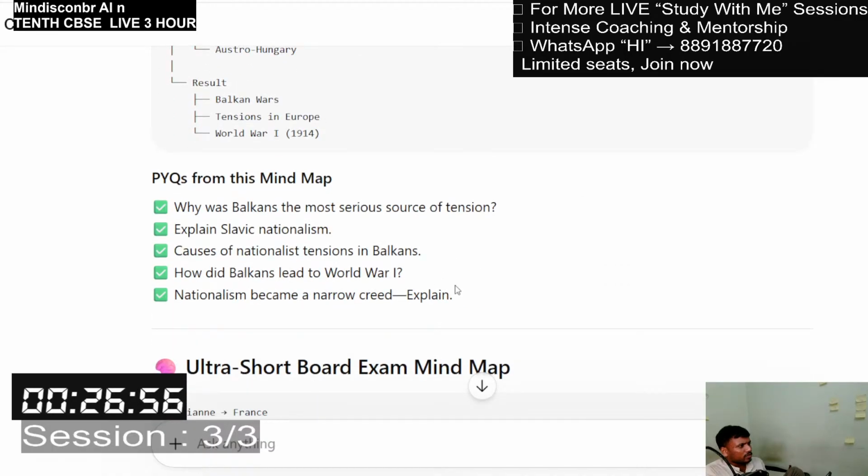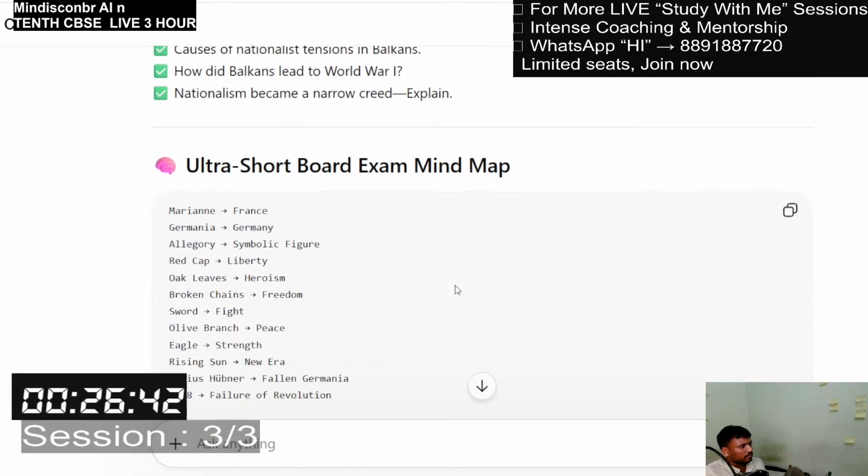Previous year questions from this mind map. Why was the Balkans the most serious source of tension? Explain Slavic nationalism. Causes of nationalist tensions in the Balkans. How did the Balkans lead to World War I? Nationalism became a narrow creed. Explain.